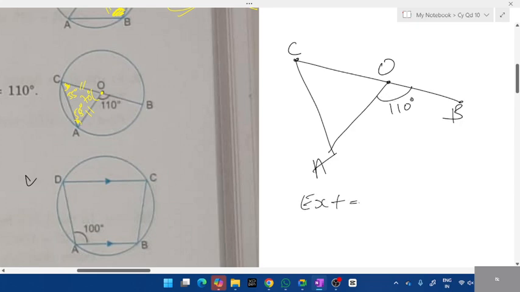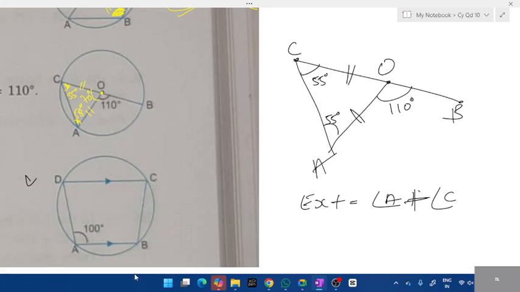In a triangle, what is the exterior angle? The exterior angle is equal to the sum of the interior opposite angles. The interior opposite angles will be equal, 55 and 55. Both will be equal because the triangle is isosceles. 55, 55, 110. Angle COB is 180. Reflex angle COB is also 180.